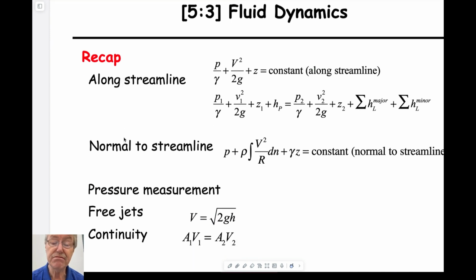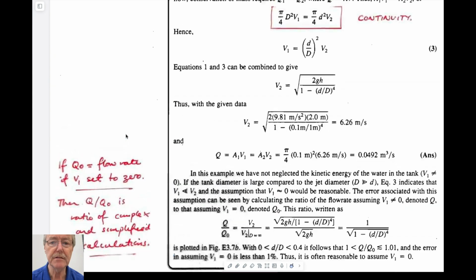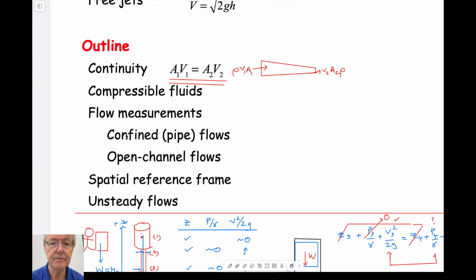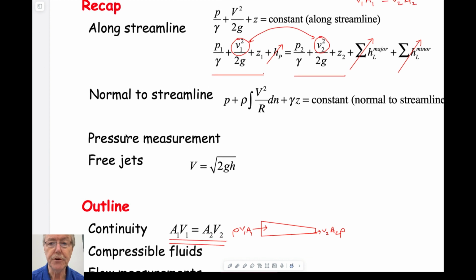So to recap, we spent a lot of time on, we did really two things. We talked about Bernoulli at the top here. We made the point that we have these 6 unknowns. If you have 2 unknowns in your equation rather than just 1, then you have to be able to link these velocities, and the way you do it is by continuity.